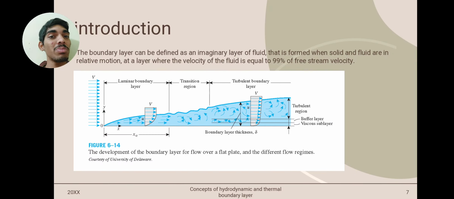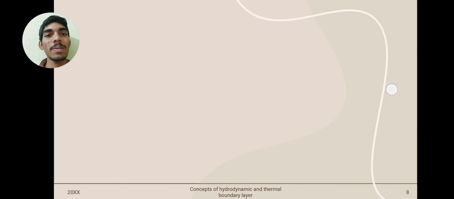Whenever the Reynolds number is between 5 into 10 to the power of 5 and 5 into 10 to the power of 7, it is known as the transition region, which means the flow is on the verge of transferring from laminar to turbulent, or from turbulent to laminar.